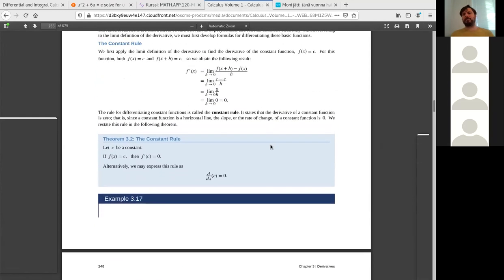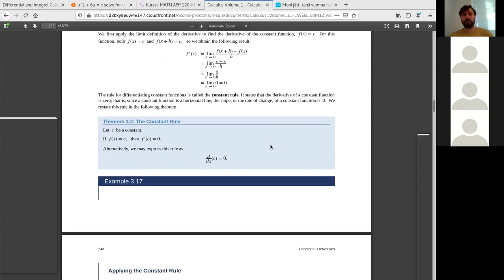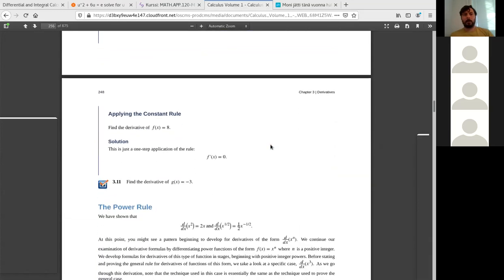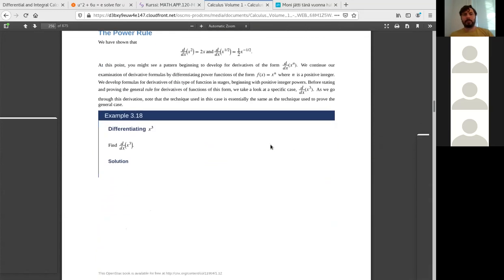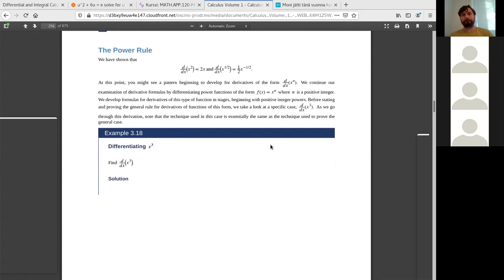And it's the same thing. If you think about the constant function, it's a straight line. Its slope is always 0. The graphical interpretation. The power rule, that's powerful.